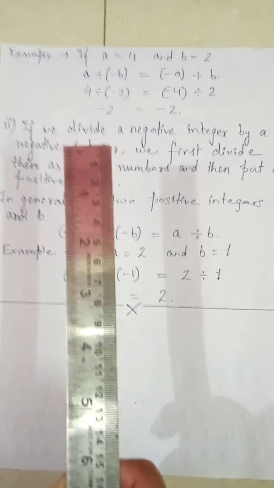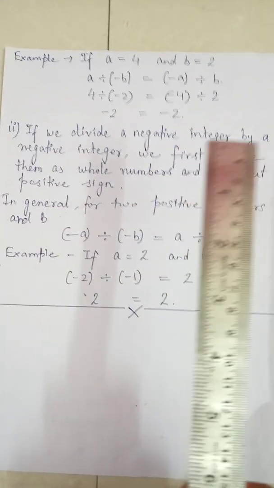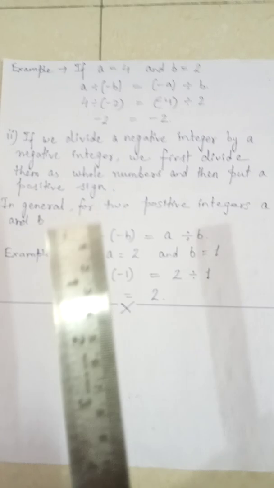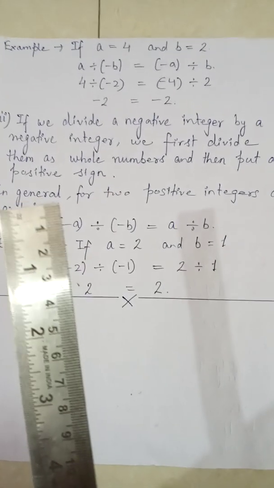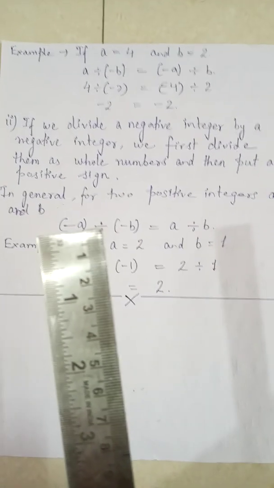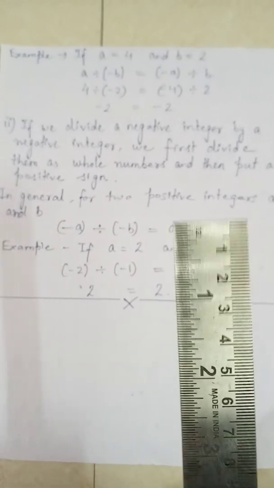The next subheading is, if we divide a negative integer by a negative integer, we first divide them as whole numbers and put a positive sign. In general, for any two positive integers a and b, the property is minus a divided by minus b will be equal to a divided by b.